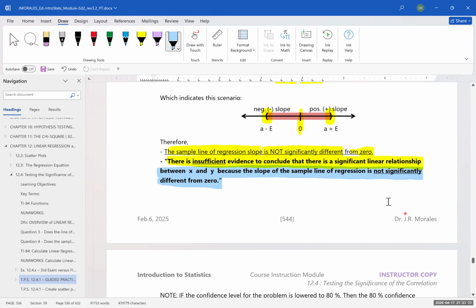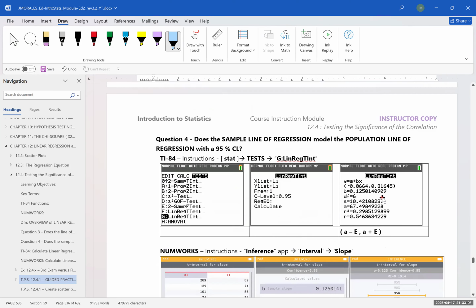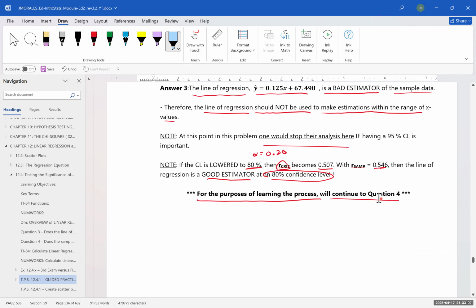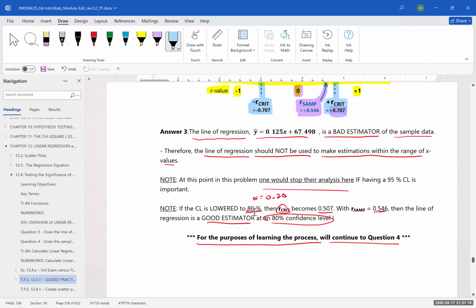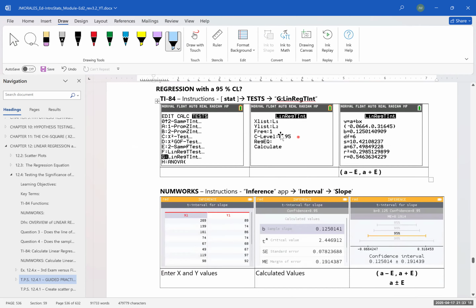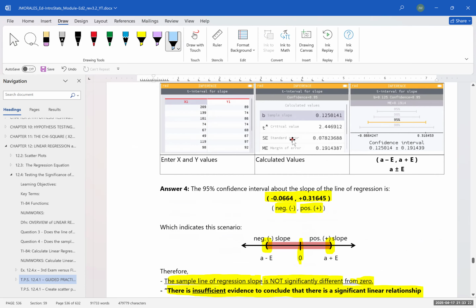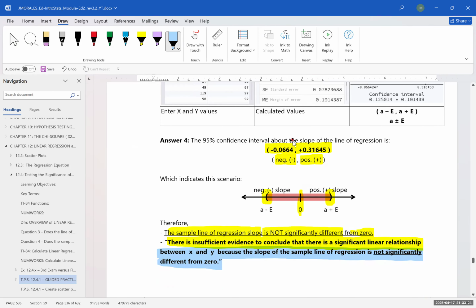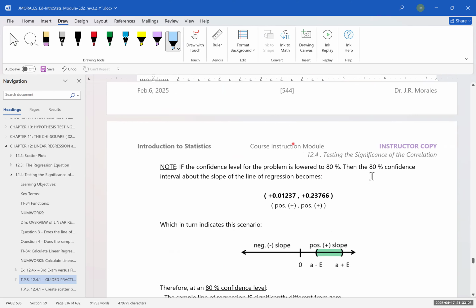All right. And in the previous question, I toyed around with the idea that we could make this work if we lowered the confidence level from 95 to 80%. It would work. It would be a good estimator. So what happens if instead of a 95% confidence interval, we created an 80% confidence interval? What would happen?